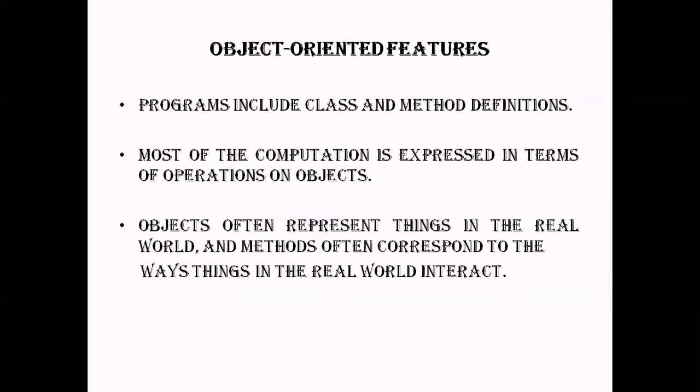So object oriented features are nothing but programs which include class and methods definition, which we have already seen now. Most of the computations are expressed in terms of operations on objects, right? And third, objects often represent things in the real world, and that is the reason we had taken real world examples, like teacher, student, like this. And methods often correspond to the ways things in the real world interact.